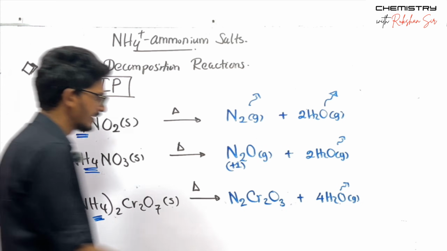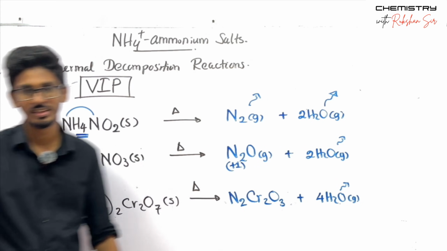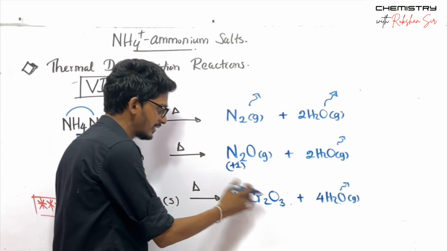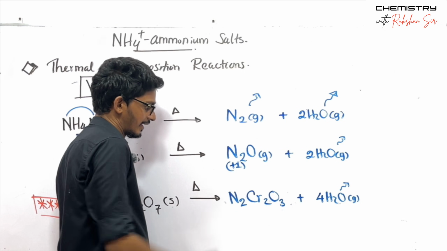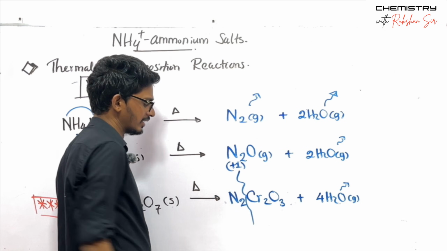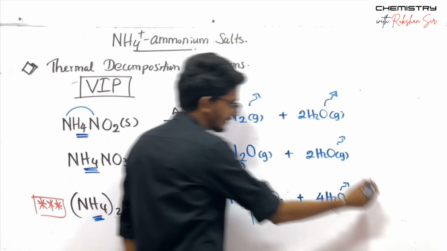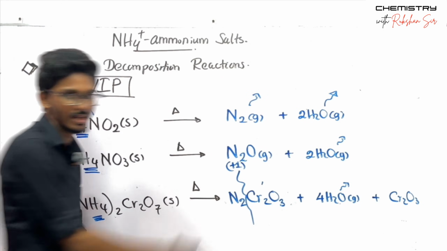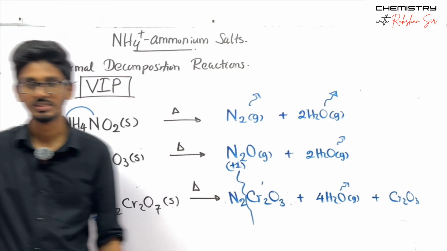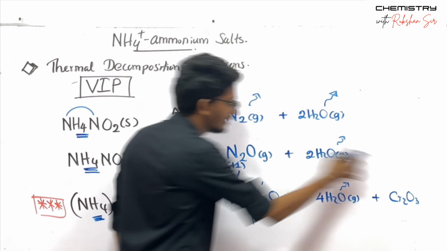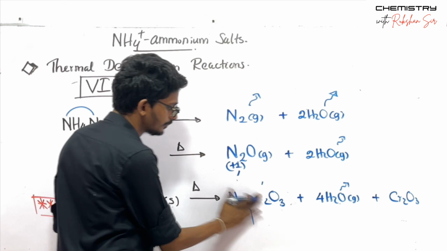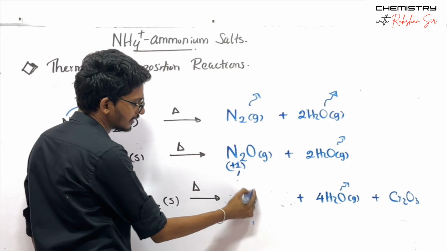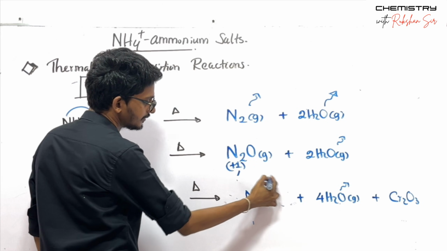We don't write it like this, it looks ugly, we can't write it like this. So what we are doing? Just separate these two. Separate it into two and write Cr2O3 on the other side. So N2 and Cr2O3. Things are balanced.